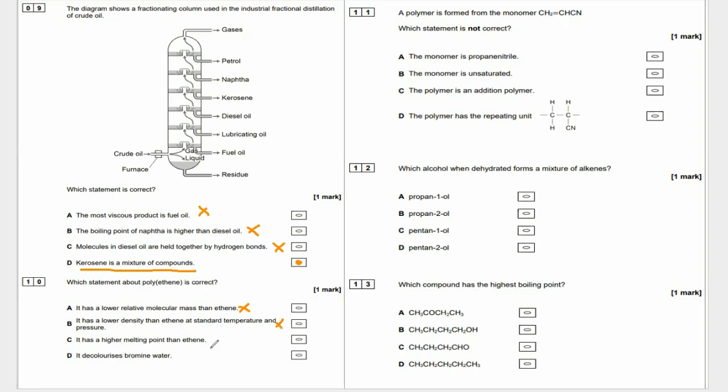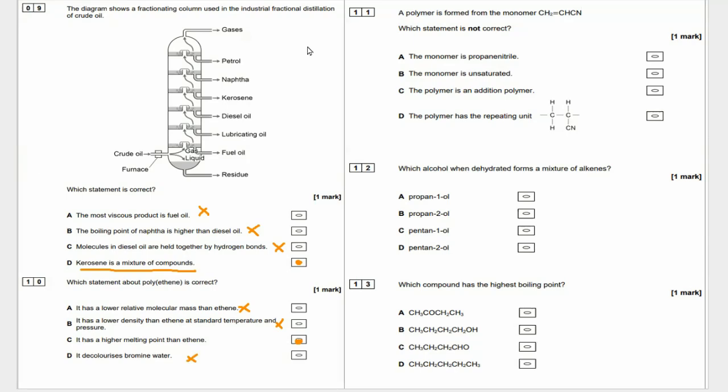Monomers are actually squished together under pressure when you do a polymerization reaction, so they're going to have a higher density. C, and also another thing, it's a plastic. Polyethylene is a plastic, ethene is going to be a gas, so you can see straight away it's going to have a higher density. It has a higher melting point than ethene. Well, that would be true, because of course ethene is a much smaller molecule than polyethylene, so those van der Waals forces or intermolecular forces are going to be stronger in polyethylene than ethene. So that's our correct answer. And it doesn't decolorize bromine water because there are no double bonds in polyethylene.